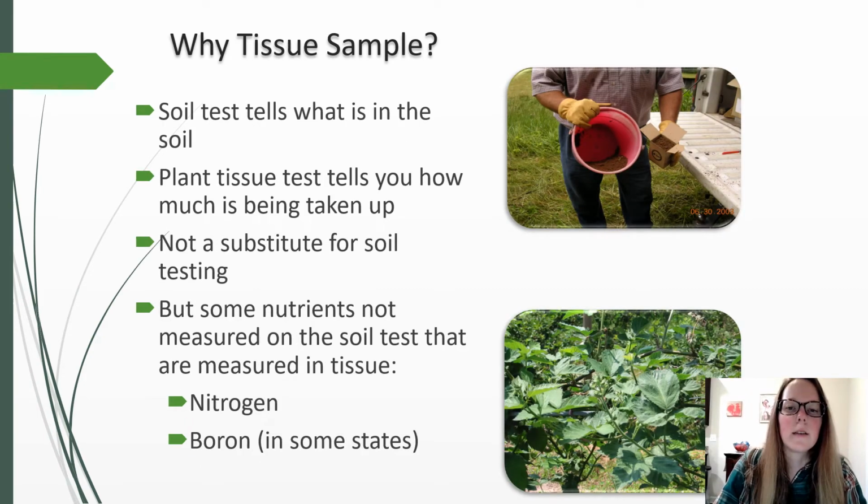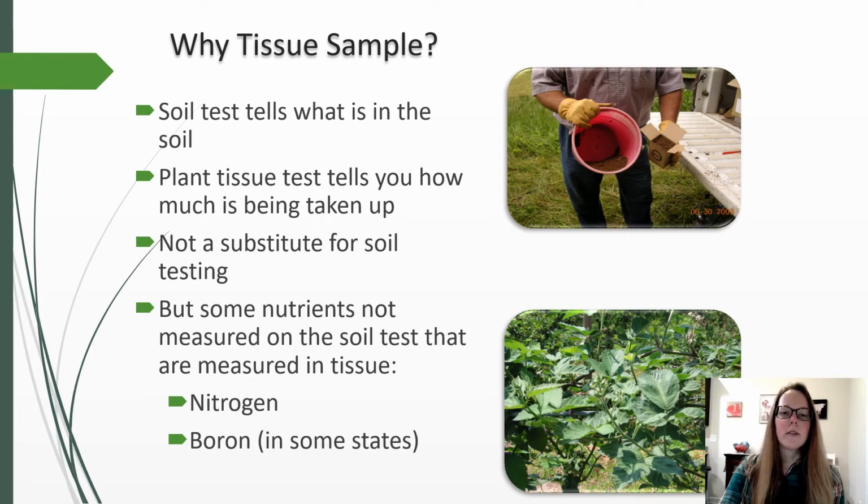A sound fertility management program should include both soil testing and plant tissue testing. The soil test tells you the level of nutrients present in the soil relative to what the crop needs for the upcoming growing season. The tissue test tells you how much of each nutrient the plant takes up relative to what the crop needs. The plant tissue testing is not a substitute for the soil testing and vice versa. They are meant to be complementary.